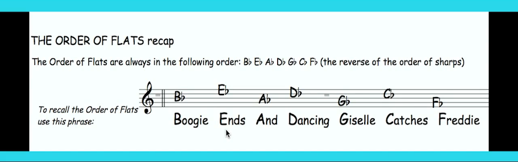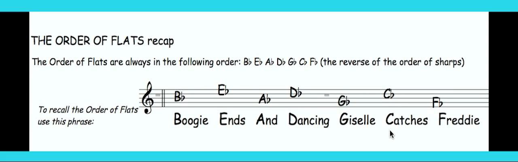Let's look at another one. Let's say someone says, what does a key of G flat major have? Well, you'd use the catchphrase here, Boogie ends and dancing Giselle, so go all the way to G and add one, C. So we would know that the key of G flat major has six flats. Use the catchphrase up until the name of the key that you're looking for and add one.